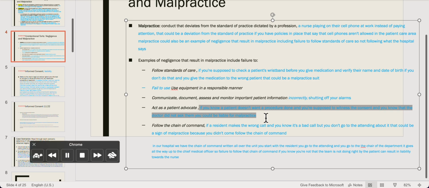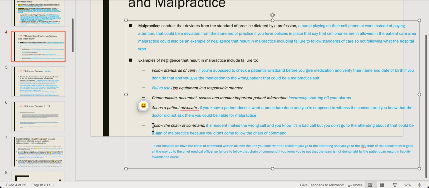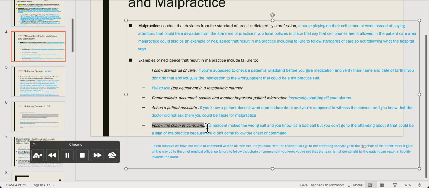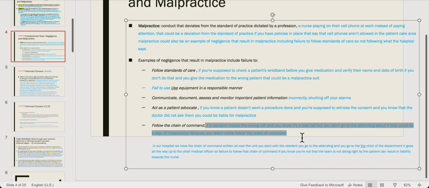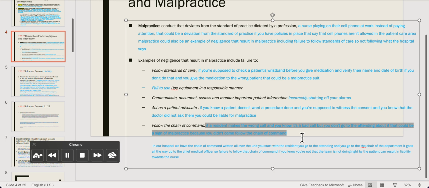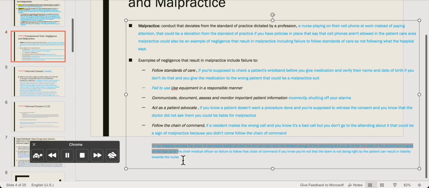If you know a patient doesn't want a procedure done and you're supposed to witness the consent and you know that the doctor did not ask them, you could be liable for malpractice. Follow the chain of command. If a resident makes the wrong call and you know it's a bad call but you don't go to the attending about it, that could be a sign of malpractice because you didn't follow the chain of command.